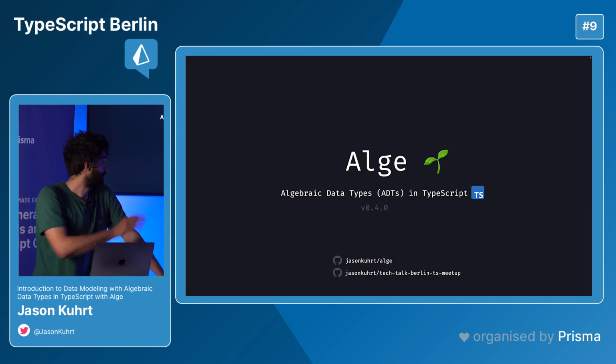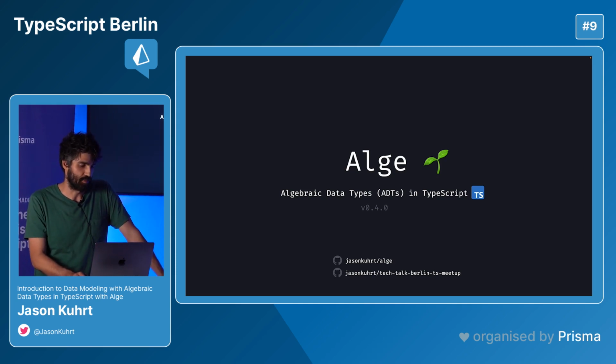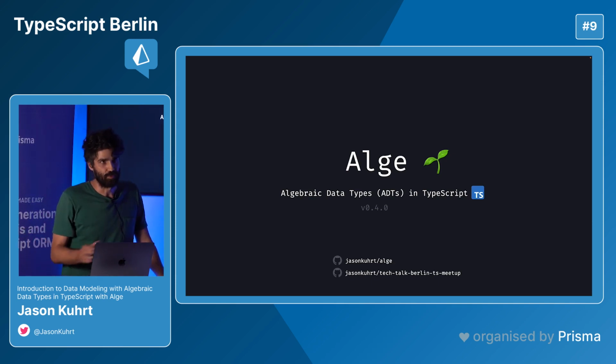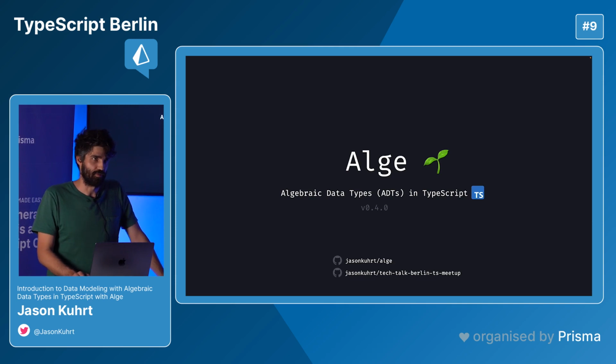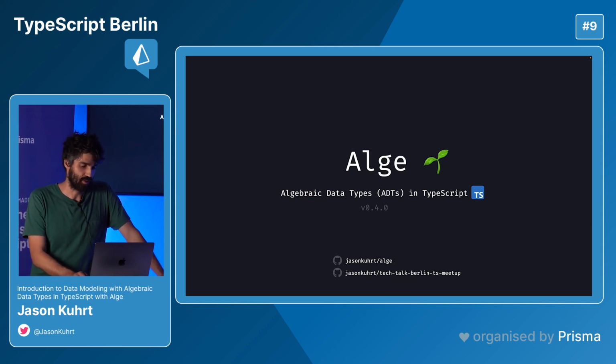So the library is called Alge, and it's to work with algebraic data types in TypeScript. If you don't know what that is, I will do my interpretation of the topic very quickly in a couple slides. For people that already know everything about algebraic types, sorry if I get things a little bit wrong in terminology or whatever, but hopefully what I present makes enough sense to move the topic forward.